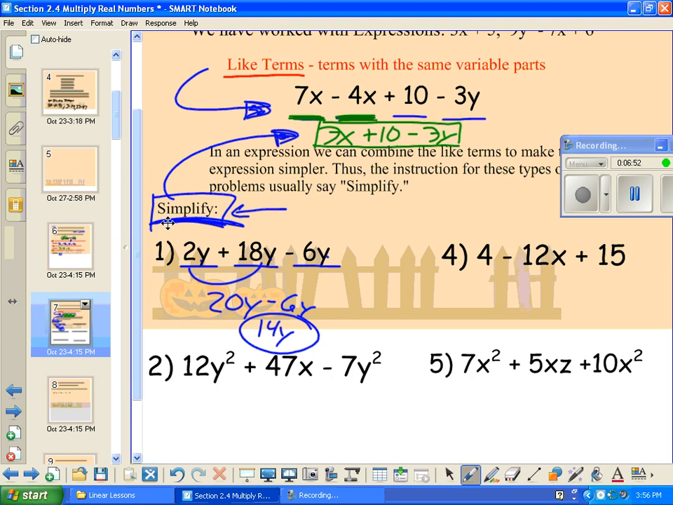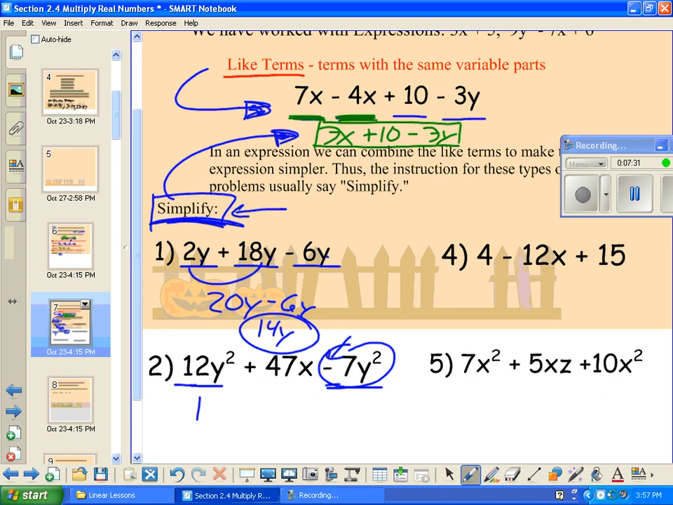Going down to number 2 here. 12y squared plus 47x minus 7y squared. Again, when I'm combining like terms, I'm going to look for ones that have the exact same variable part. So right here, y squared and y squared, both those terms have the same variable part. Those are the ones that I'm going to combine. 12y squared and then negative 7y squared. Again, like I've mentioned before, when you're looking at a term, the sign in front of it, that's what tells you what you need to do with that particular term. So in this case, there's a subtraction sign in front of the 7y squared. That means when I combine it with other y squareds, I've got to subtract it.